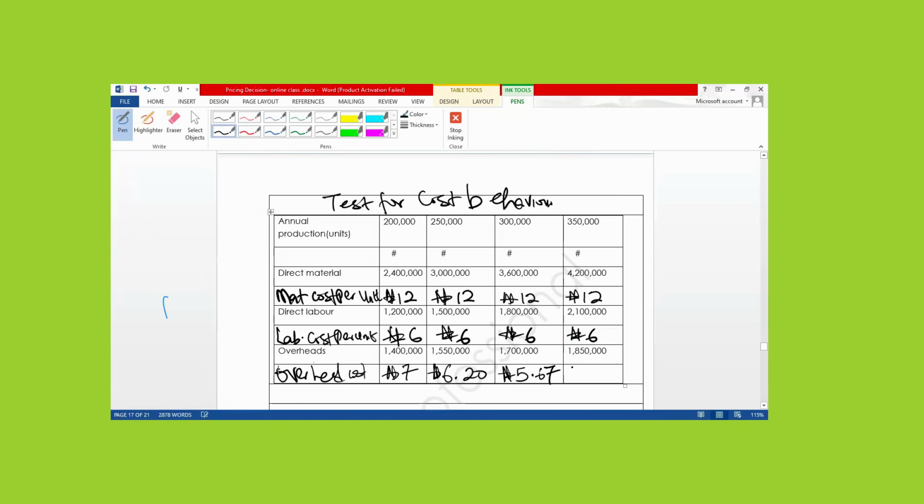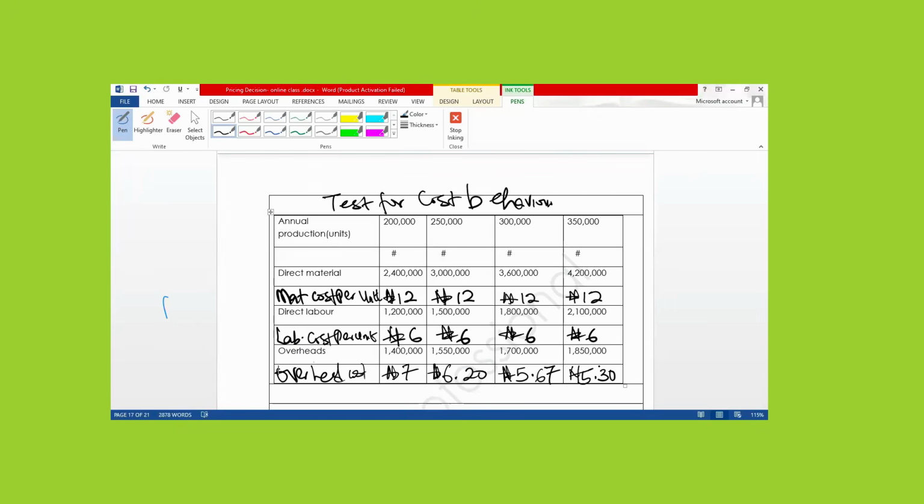Check here. What do you have? 1,850,000 divided by 350,000. 5.29, approximately 5.3. Now look at this.